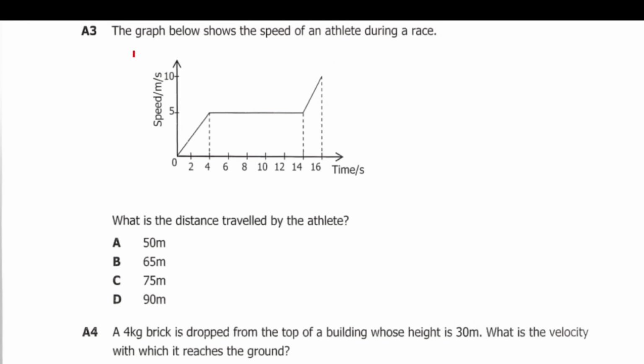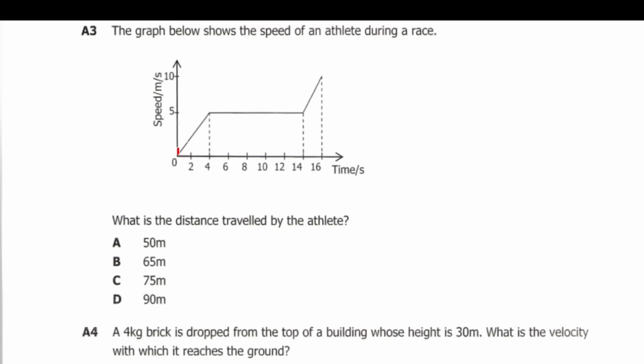Then question number 3 reads, the graph below shows the speed of an athlete during a race. What is the distance traveled by the athlete? So here on our graph, we have the vertical axis representing speed and the horizontal axis representing time. On such a speed time graph, the area under the graph represents distance. So for us to find the distance traveled by the athlete, we must calculate the area under the graph.